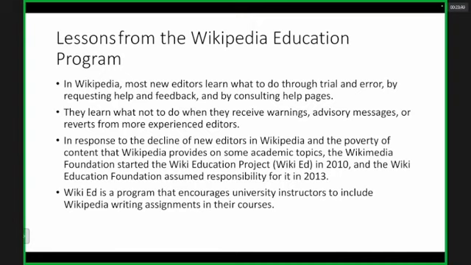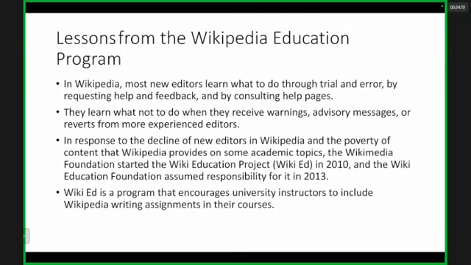Okay, because in Wikipedia, most new editors learn what to do through trial and error. That is by requesting help and getting the feedback, and by consulting help pages. So they learn what not to do when they receive warnings, advisory messages, or rewards from more experienced editors. Right? You might get angry comments and messages, then they learn.